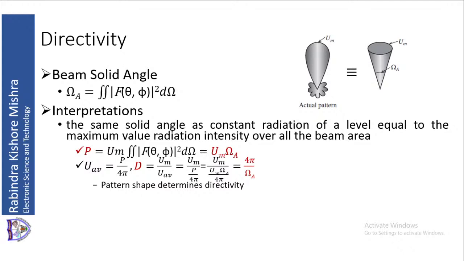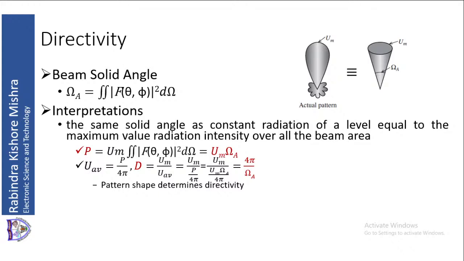Then we can say U average is equal to P by 4 pi, which we have defined earlier. Directivity D we defined as U max by U average, that we can write as U max by P by 4 pi because U average is equal to P by 4 pi. So that we can write as 4 pi U max by P. For P we can write U max into omega A. So we write U max into omega A by 4 pi. Now the U max in the numerator and denominator cancels out. So that gives us D is equal to 4 pi by omega A.